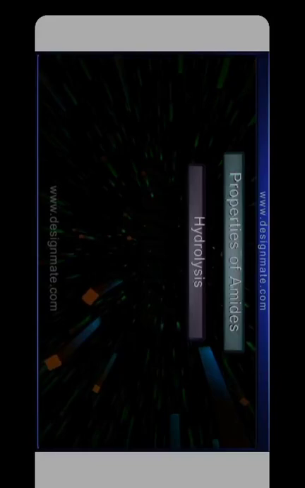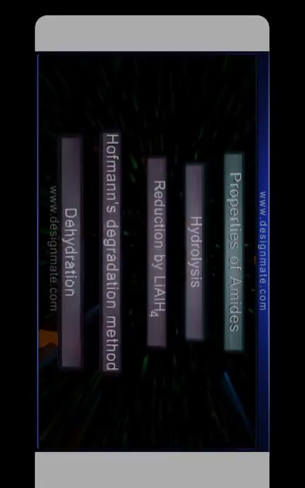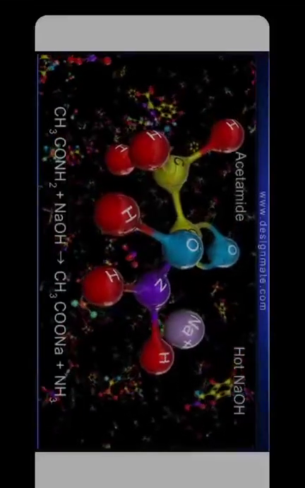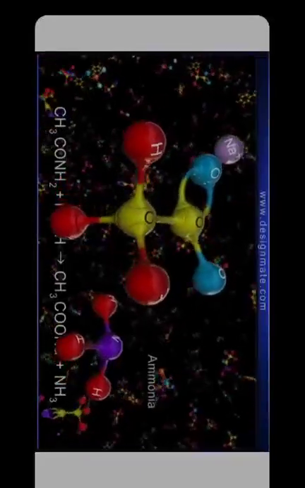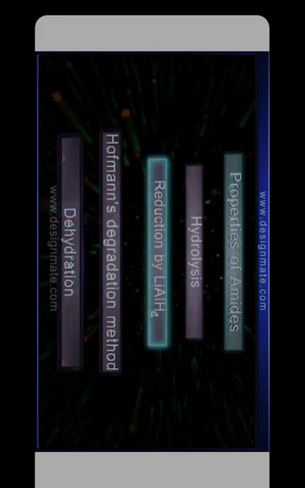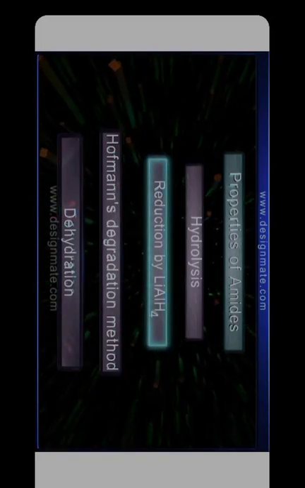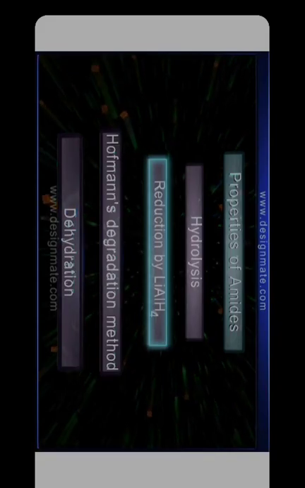Let's study some of the important properties of amides. Hydrolysis. Acetamide, when hydrolyzed with hot aqueous sodium hydroxide solution, gives sodium acetate and ammonia. Reduction of amides. Primary amines can be obtained from amides by reduction with lithium aluminium hydride.